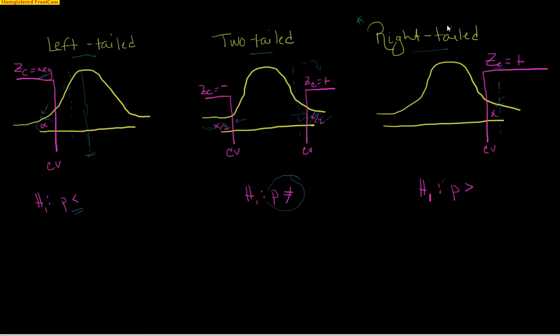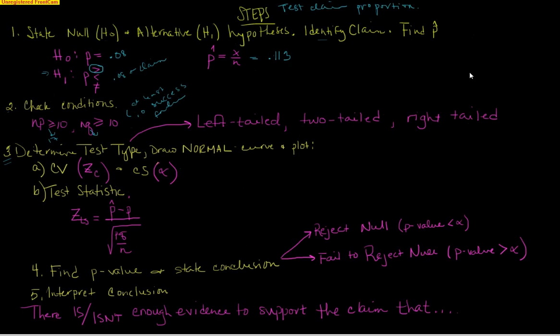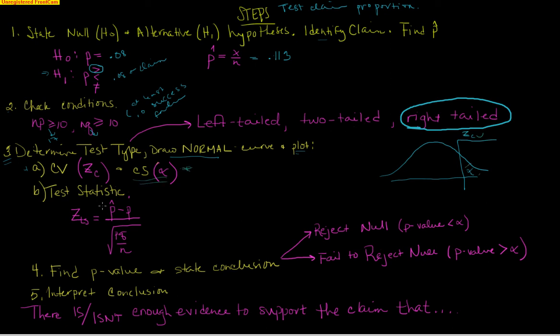Okay, so let's go back to our steps. On our problem here, we ended up having a right-tailed test. So in this step 3, the first thing you want to do is identify which tail type test you're going to do. And then on that, you're going to draw your normal curve, and then plot the following things. You're going to plot your critical value and your alpha. Alpha is just your critical space.